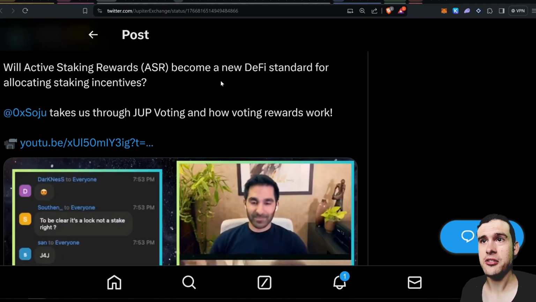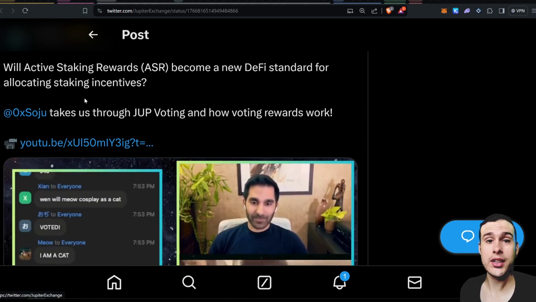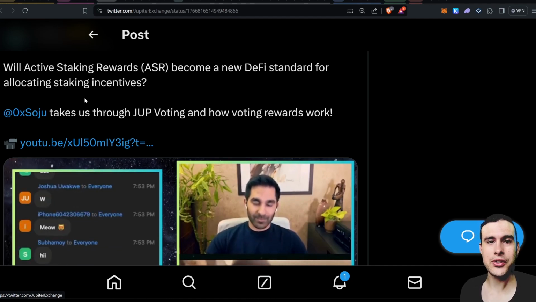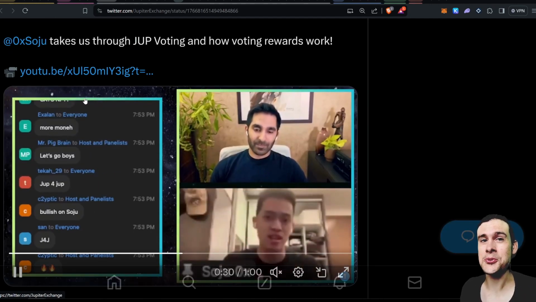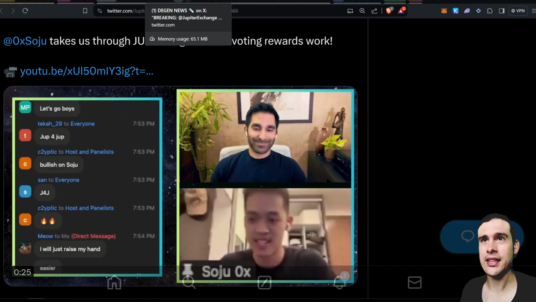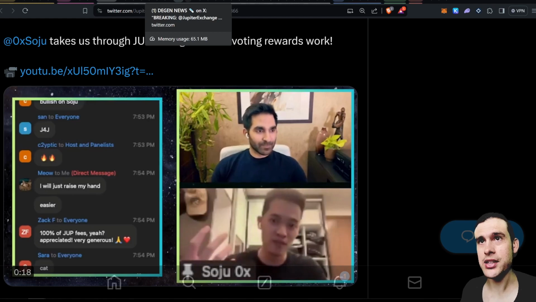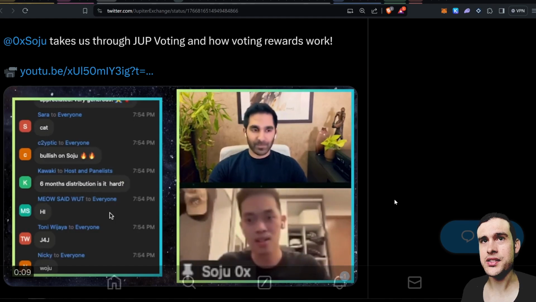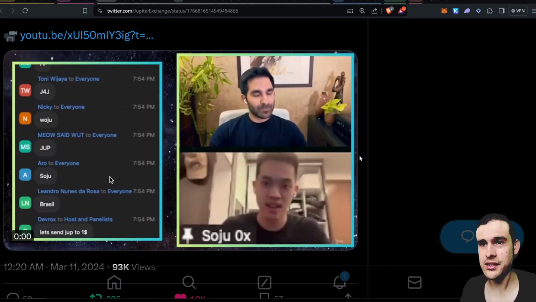And they ask, will active staking rewards become a new DeFi standard for allocating and staking incentives? Now, the reason why I think that it's good is because it keeps people sticky and engaged, right? So you can just hold JUP, sure, whatever, and not really know what goes on and just not even care. But if you have to participate to earn rewards, then you have to kind of know what's going on in the ecosystem. So that keeps people engaged, which is really good for the Solana ecosystem. And I think that will perk a lot of interest in the Solana ecosystem and keep people curious, based on the ASR schema. And just so you know, these faces here, that's Kash Dhanda, who runs the JUP Planetary Calls, or is the host, and there's Soju there, one of the team of Jupiter.